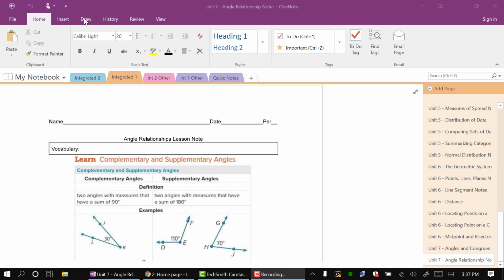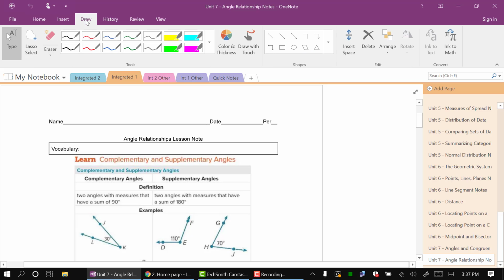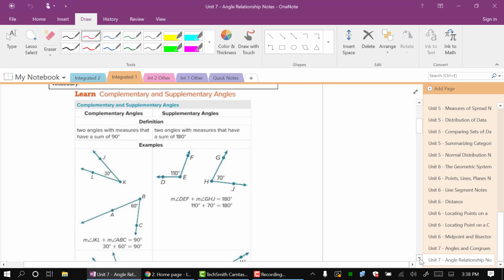Today we're going to be looking at Unit 7, Angle Relationships. In the last lesson we looked at what makes up an angle and how we can see congruency inside of angles. Today we're going to be looking a little deeper into angles and the relationships that angles form. So we have complementary and supplementary.